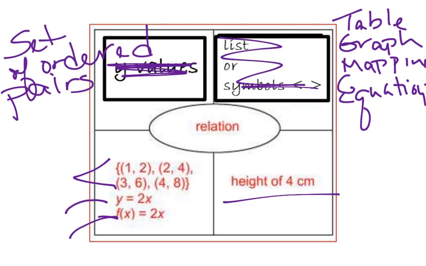A non-example is height of 4 centimeters. It means nothing. It is connected to nothing. It's just a piece of information. Almost anything we look at will be a relation in math. There are very few times that I will give you anything that's not a relation.